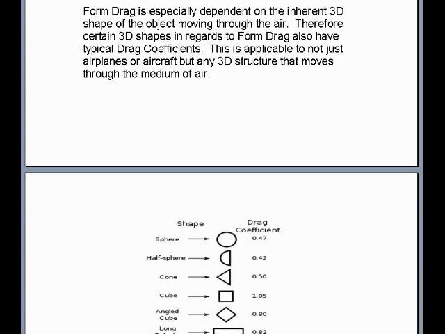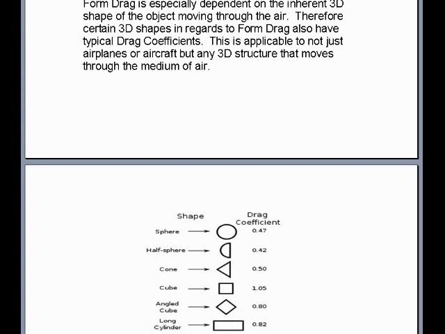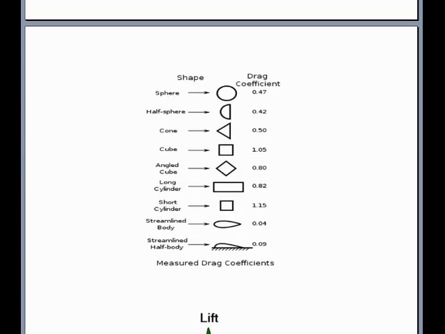Form drag is especially dependent on the inherent 3D shape of the object moving through the air. Therefore, certain 3D shapes in regards to form drag also have typical drag coefficients. This is applicable to not just airplanes or aircraft, but any 3D structure that moves through the medium of air. So here we have common typical shapes and their measured drag coefficients.